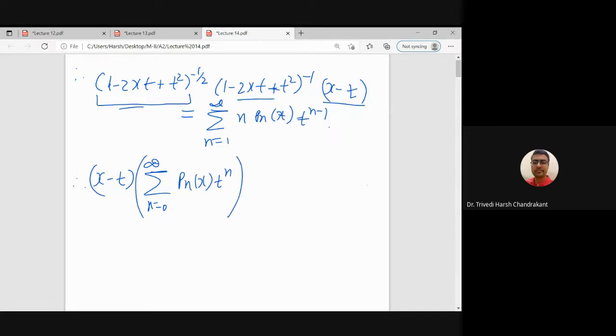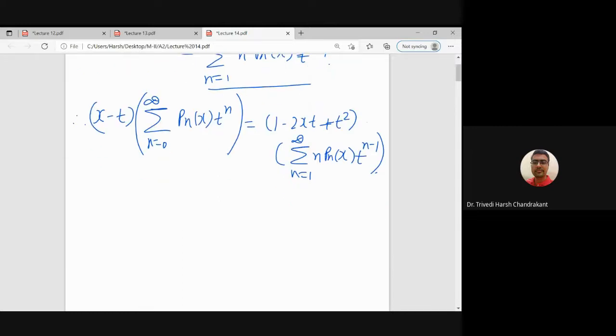And this term we will take on the other side, so it will be with the positive sign, (1 minus t square) power 1 and times this series, summation n Pn(x) t power n minus 1, 1 to infinity. Okay, so now this is an equation in terms of series, so we can find out the recursion formula, right? And for a recursion formula, what we usually do is compare both the sides.